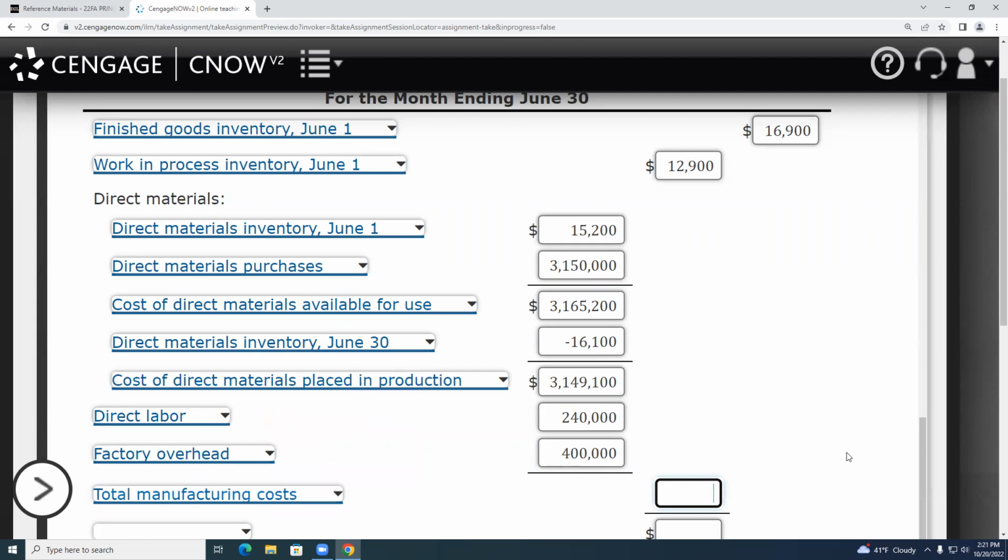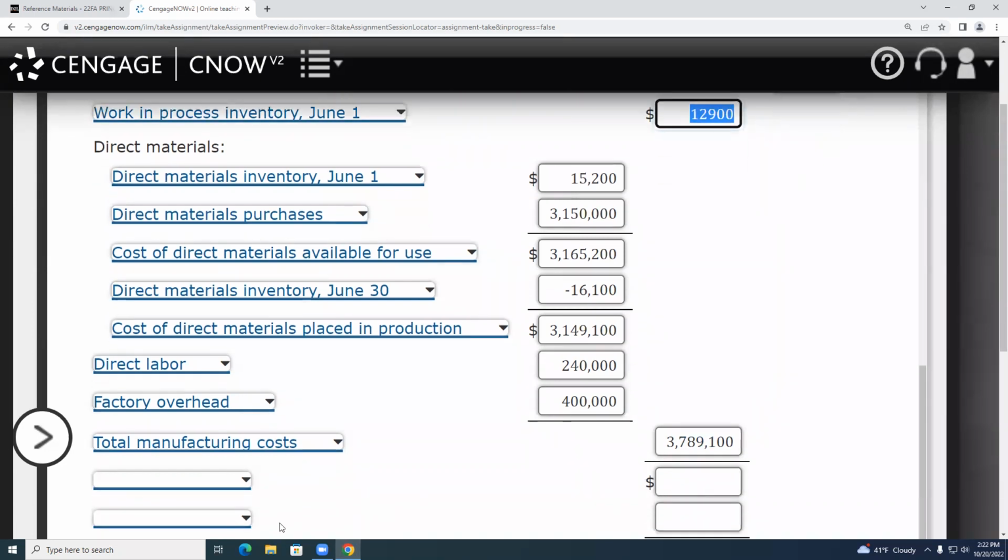So the total manufacturing costs that we anticipate adding to work in process during June includes the direct materials, the direct labor, and the overhead. So we need to add those three pieces together. Direct materials, direct labor, and overhead. And that's how much we're adding to the account during the month. But remember, we already had $12,900 in there at the beginning of the month, or we expect to have at the beginning of the month.